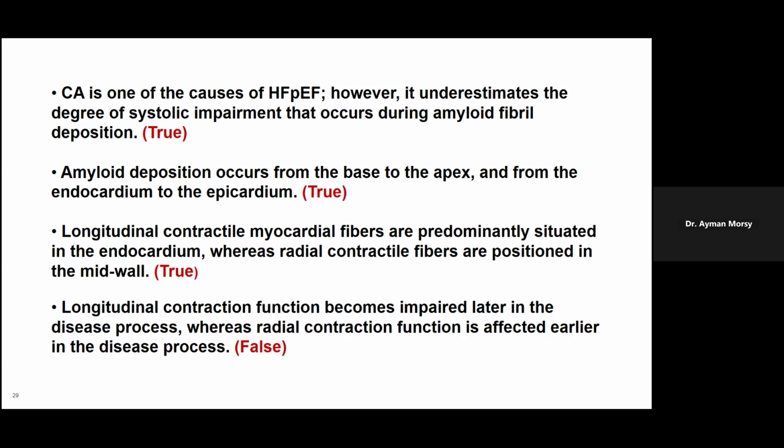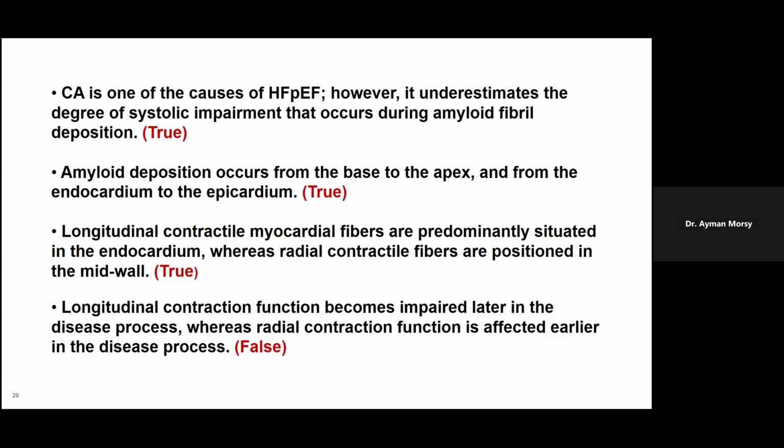Again, we mention for echo people, longitudinal contractile myocardial fibers are predominant in the endocardium, whereas the radial contractile fibers are mostly positioned in the mid wall. That's why longitudinal contractile function is impaired early, not late, early. So in my point here, I make it late. Late means false. So longitudinal contractile function is impaired earlier than radial contractile function.